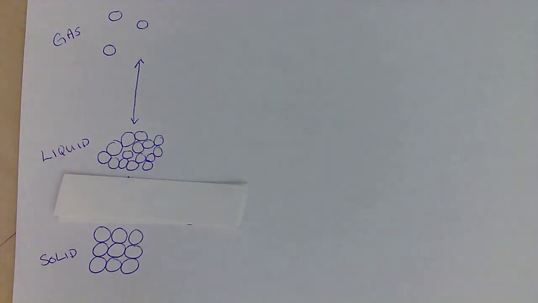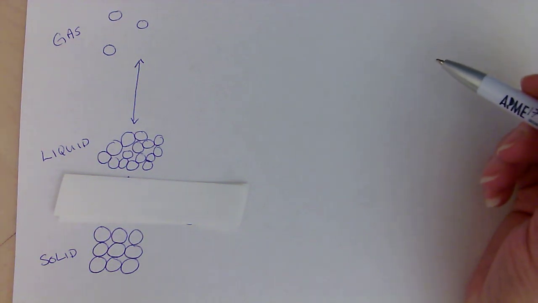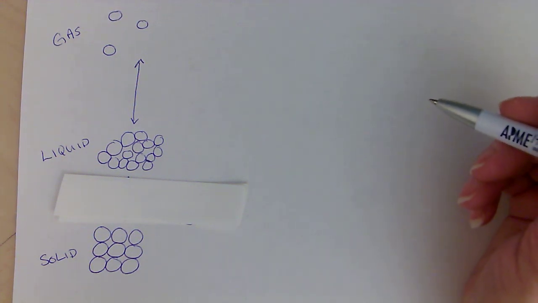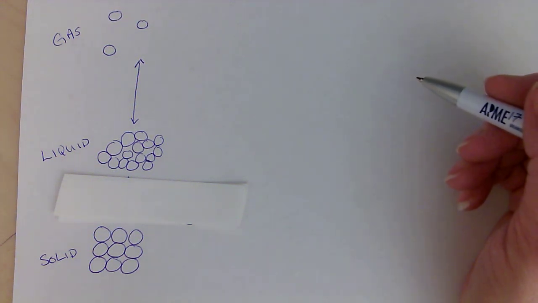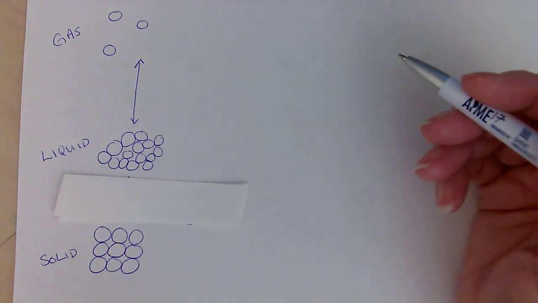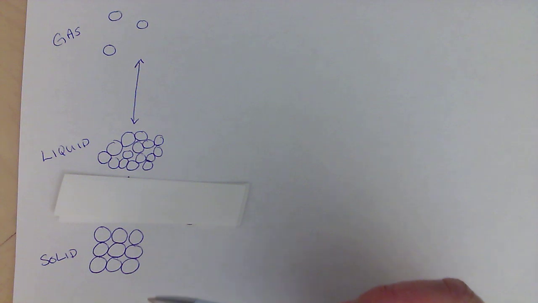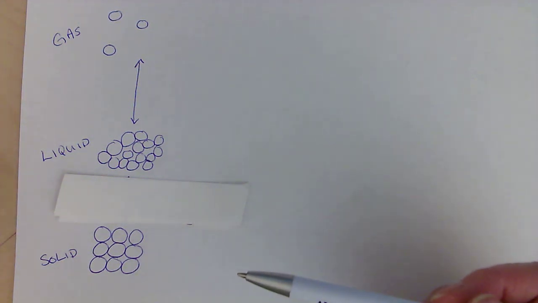I just want to go over states of matter. States of matter is always a topic where we have misconceptions. So states of matter just means what state is your object that you're looking at in. What state is it in? And we use particle diagrams to show the state that the matter is in.